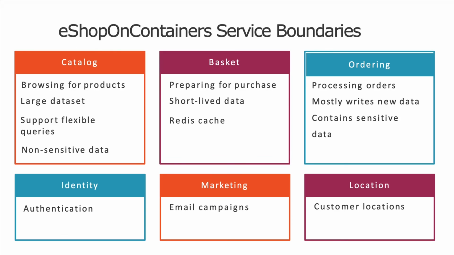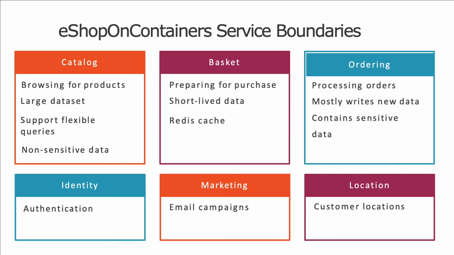Each container service has its boundaries, just a small example. We have a catalog boundary or catalog domain, whose responsibility is browsing for a product. It means we'll have large data sets and support flexible queries. It doesn't handle sensitive data. The basket is different from the catalog. It's preparing for purchase. It's short-living data. That's why, for example, we can use an in-memory database like Redis.